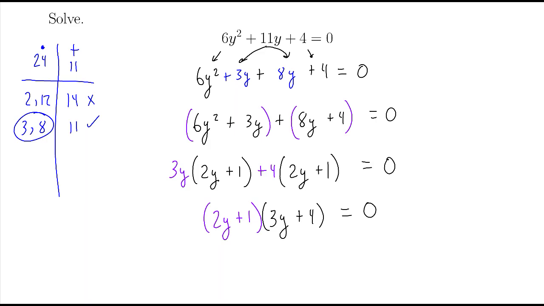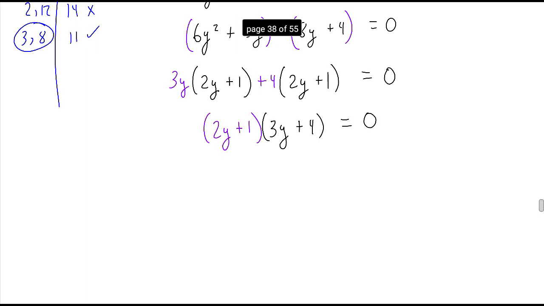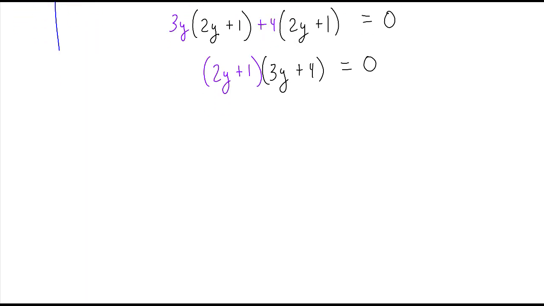Now we have two factors that are multiplied together and their product is 0. I can use the zero product property to solve the rest of this equation. The zero product property says that if you have two factors that multiply together to be 0, the first one could be the 0, the second one could be the 0, right? You could get 0 in either case. So figure out the y value that gives you 0 in either case. Solve two different equations. 2y plus 1 equals 0.